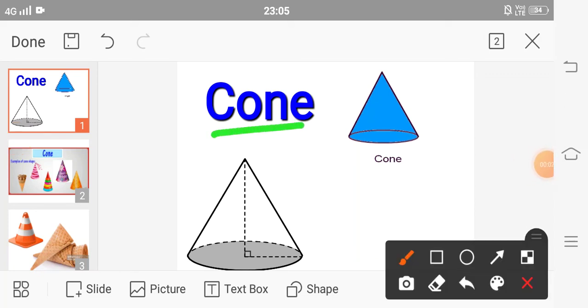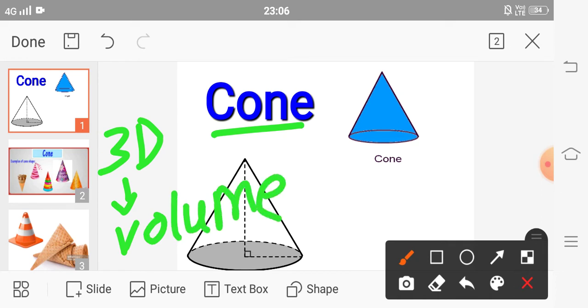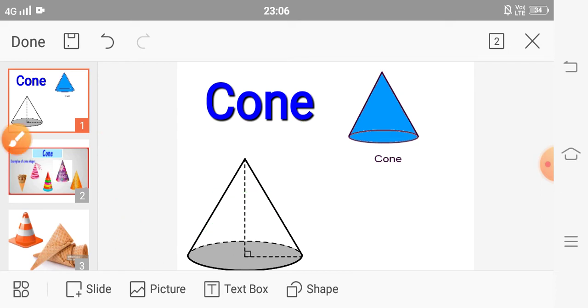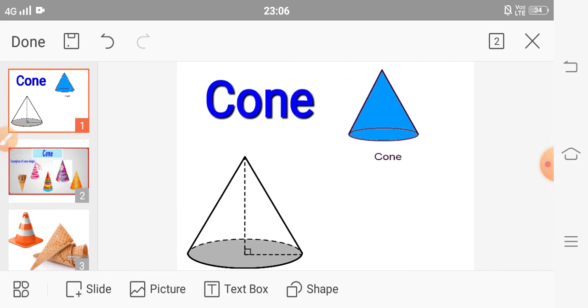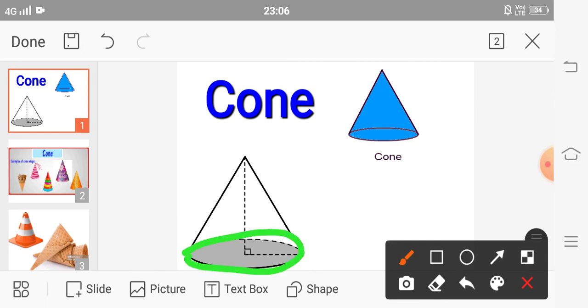Cone. Cone is a three-dimensional figure. Three-dimensional figure means a figure which has volume. So cone is a three-dimensional figure, and cone is formed by joining a circular path or circular base to the vertex by using a curved surface. This curved surface. In this way, cone is formed.